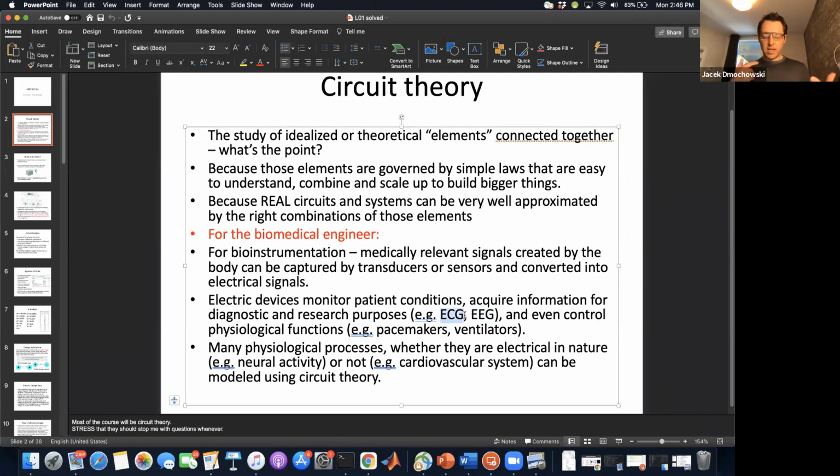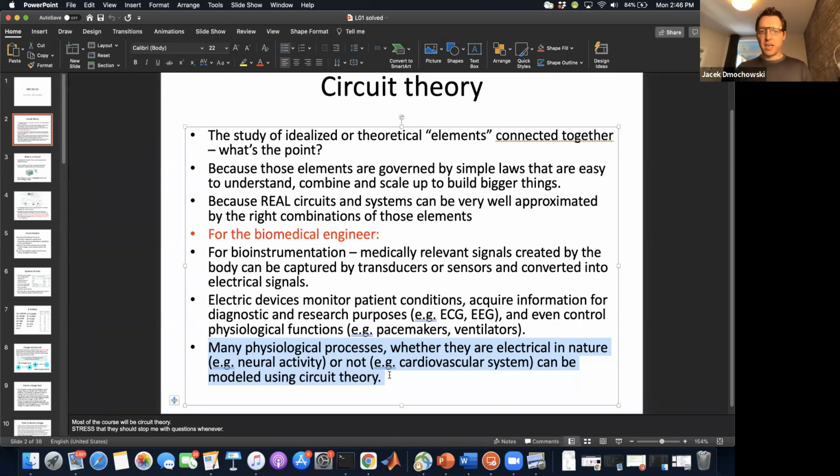In both cases, you can interact with these organs both by just passively measuring their electrical activity, or you can actually put electricity into them to try to get them to behave in a more desirable way. But even if an organ or a system is not electrical in nature, you can still use circuit theory.